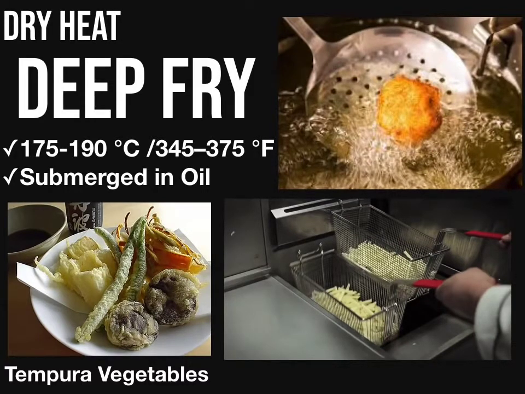However, if you look over to the bottom corner, there's an example of tempura vegetables. That's a deep fried Japanese style vegetable, and its batter is very light and doesn't brown.